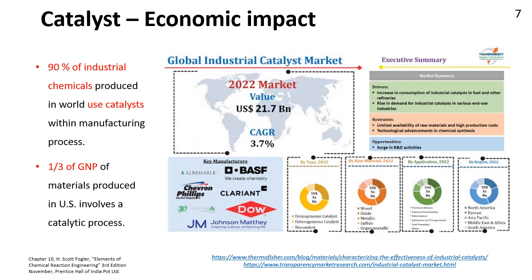So, to understand the economic impact of catalysts, nearly 90% of industrial chemicals that are produced worldwide use catalysts within their manufacturing process. And if you think about it, one third of the gross national product of the US involves a catalytic process. And the global industrial catalyst market in 2022 was 21.7 billion US dollars. And you can think about this value, the economic impact of catalysts and why catalysts are very important in a lot of chemical reactions.